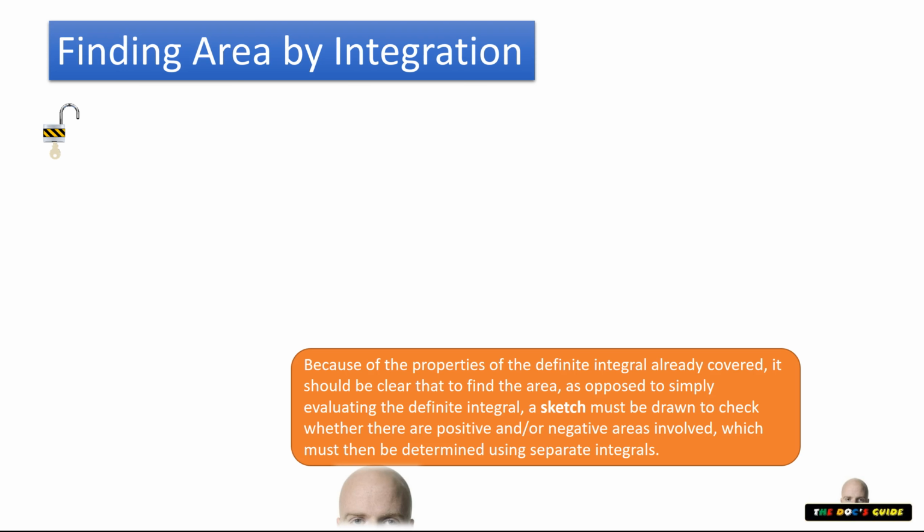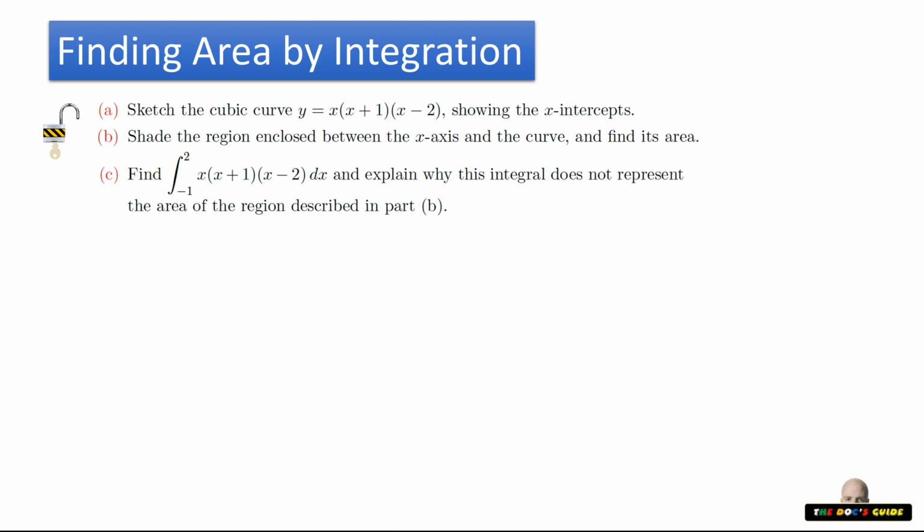If we have a look at a typical question, it says sketch this cubic curve showing the x-intercepts. We're only interested in the x-intercepts because we simply want to know where the curve is positive and negative. So if we sketch this up, we can see that the x-intercepts are at x equals 0, x equals minus 1, and x equals plus 2. If we take a test point, for example x equals 1, we'd have a positive times a negative. So at x equals 1, the curve is negative, and that's all we need to know, which way the curve dips.